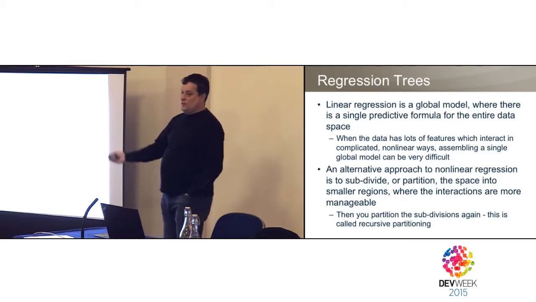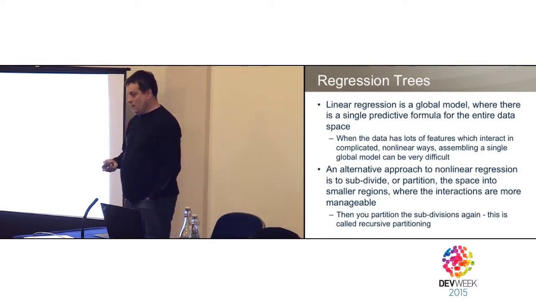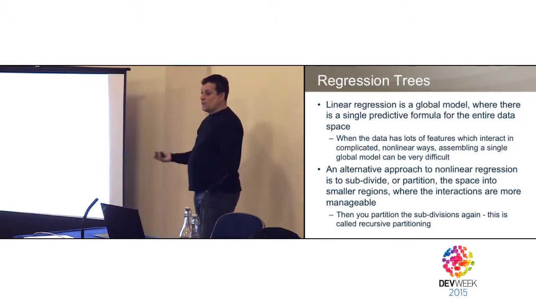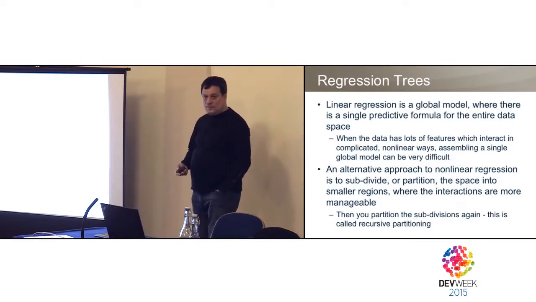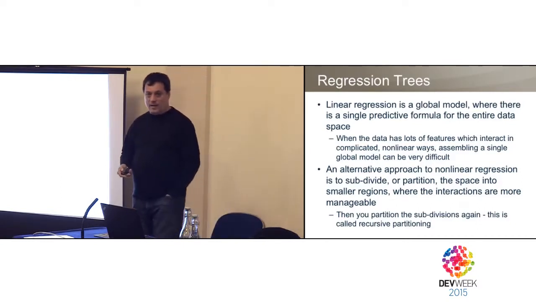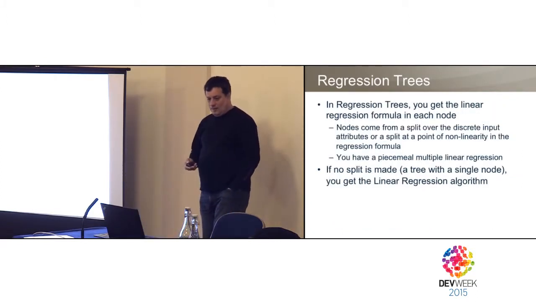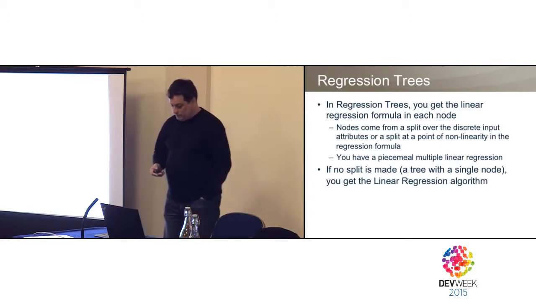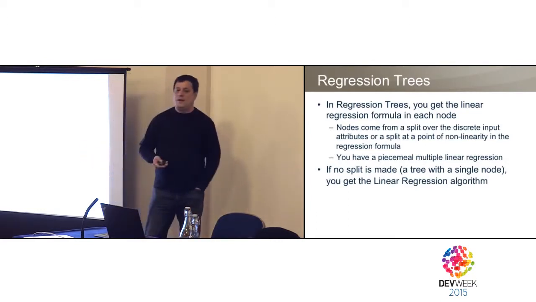And then you can continue to divide these partitions more and more until, again, some stopping condition. And of course, the first part is completely the decision trees algorithm. And once you have all of the nodes you need, then you can calculate the multiple linear regression formula in each node separately. So you get a piecemeal regression formula. And regression trees can be even smarter.